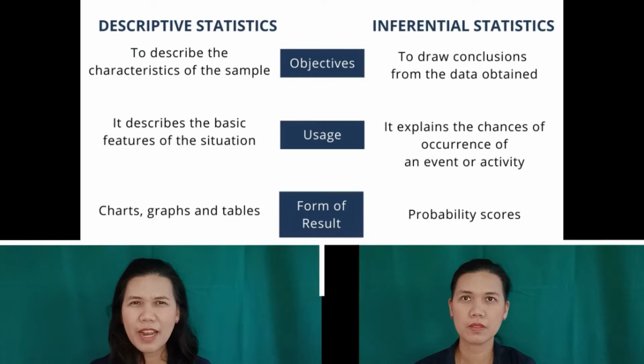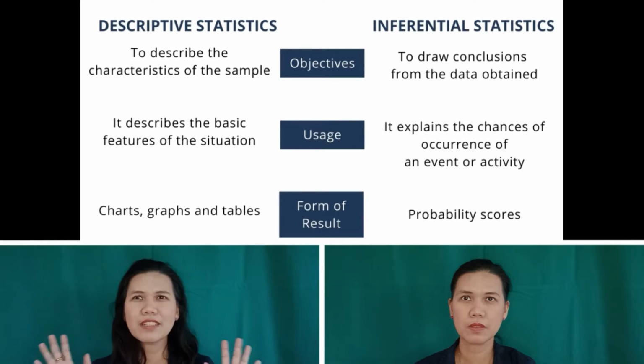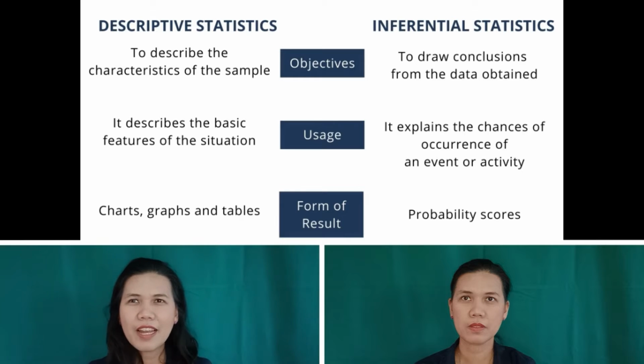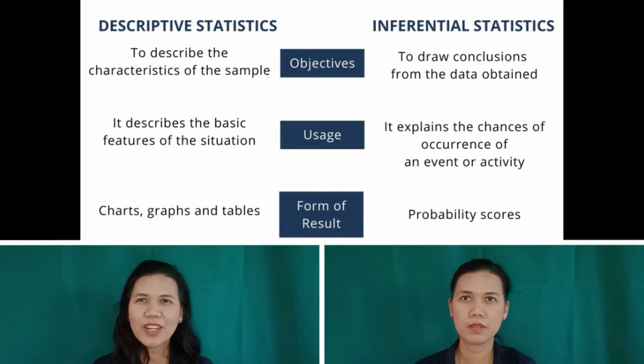It describes the characteristic of the sample. So it's mostly description. Then it describes the basic features of the situation. What is the situation there? 90% of the students are failing. Just kidding. 90% of the students are passing. Charts, graphs, and tables. The easiest form to present things.